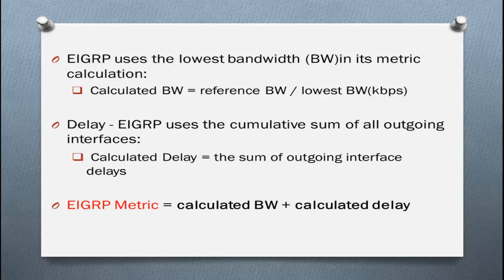EIGRP uses the lowest bandwidth in its metric calculation. The calculated bandwidth is equal to the reference bandwidth divided by the lowest bandwidth in kbps. EIGRP uses the cumulative sum of all outgoing interface delays. The calculated delay is equal to the sum of the outgoing interface delays. The final EIGRP metric will be the calculated bandwidth plus the calculated delay.